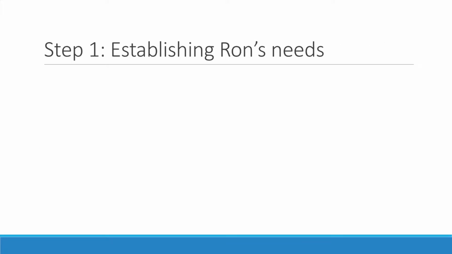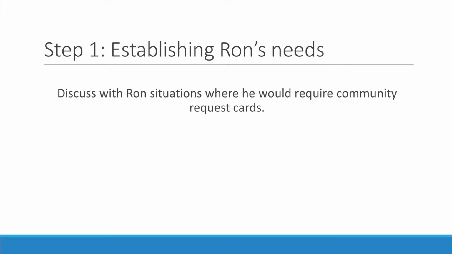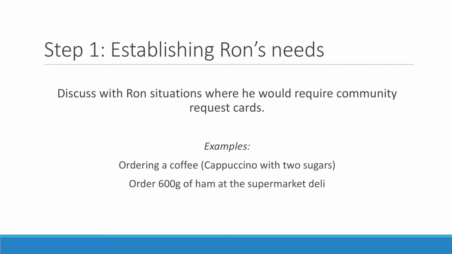So before you can start making the community request cards, you will need to establish what Ron's needs are. You will need to discuss with Ron situations where he would require community request cards. I know that Ron has previously expressed the desire to order coffee, for example, a cappuccino with 2 sugars, ask for 600 grams of ham at his supermarket deli, and to order gravy beef.